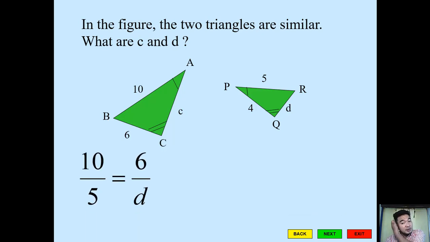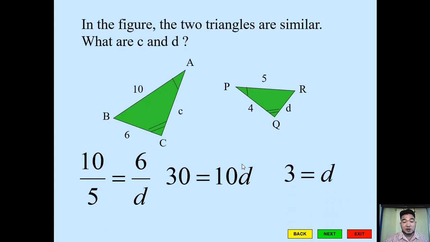Or we may use the other pair to solve for D at this time. So you have 10 over 5 equals 6 over D. By cross multiplication, you will have 6 times 5 is 30, then 10 times D is equal to 10D. Divide the whole equation by 10, so 3 is equal to D, or the value of D here is equal to 3.